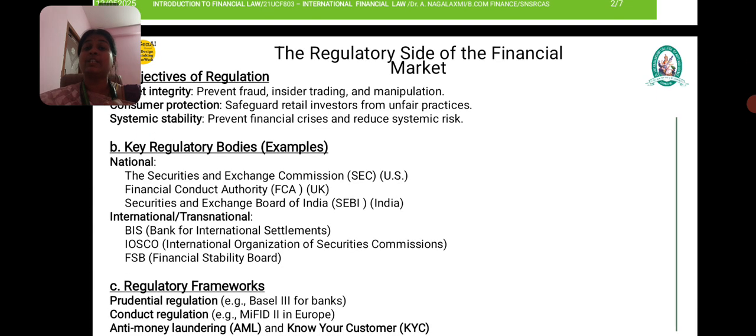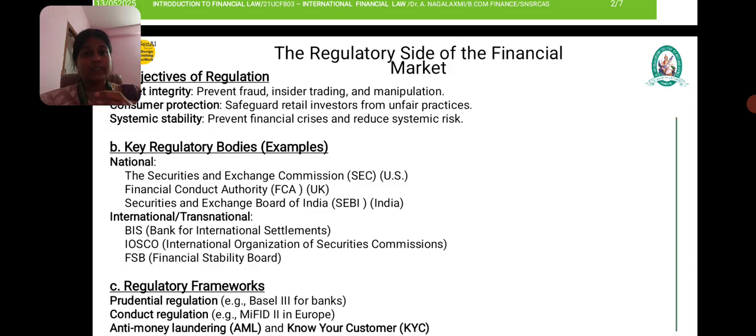Likewise, consumers have to be protected and safeguarded, that is, the retail investors from unfair practices. Then systemic stability. What is systemic stability? It prevents financial crises and reduces systemic risks. So these are the objectives of the regulation.